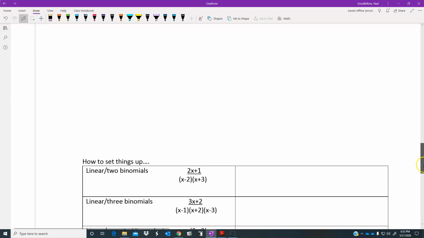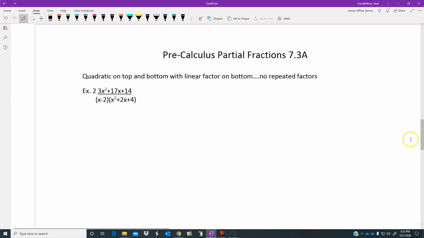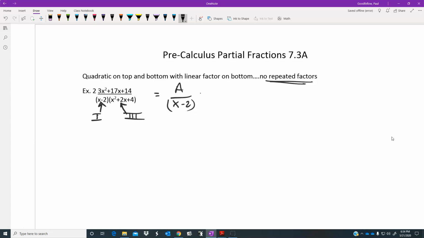Okay, now the last question that's on your notes here says quadratic on top and bottom with a linear factor on the bottom, no repeat factors. So let's think about what we're basically dealing with here. I see a combination of a type 1, and this, since it's non-factorable, is a type 3, no repeaters. So the way you would set that kind of question up would be A over (x minus 2), and (bx plus c) over (x squared plus 2x plus 4). And you'd set it up that way to get yourself going.